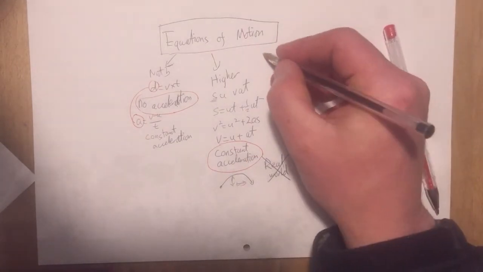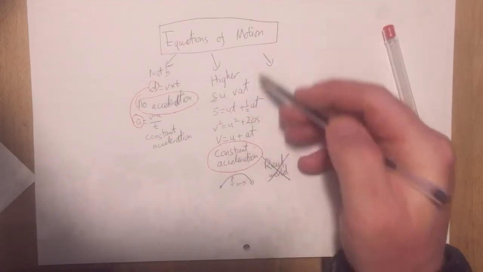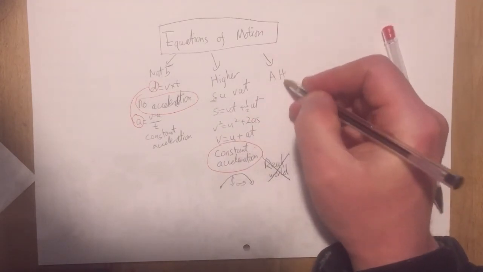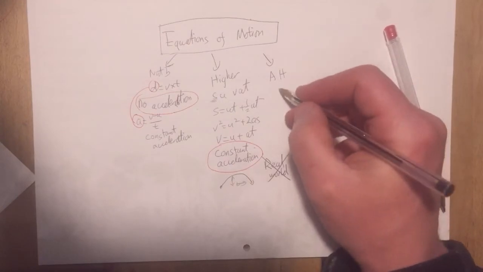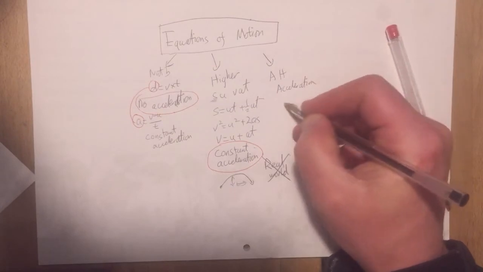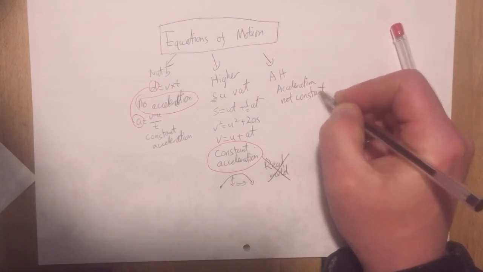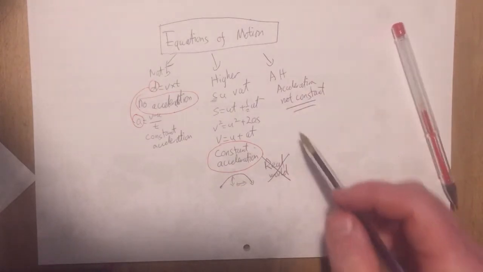At Advanced Higher, if you're following this, no acceleration, constant acceleration, you might guess what's coming up next. Well, at Advanced Higher, we're looking at situations where acceleration is not constant. So we're looking at acceleration that might vary. And again, this can look at more real-world examples.